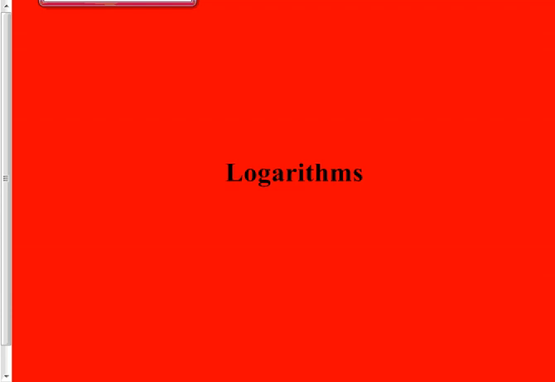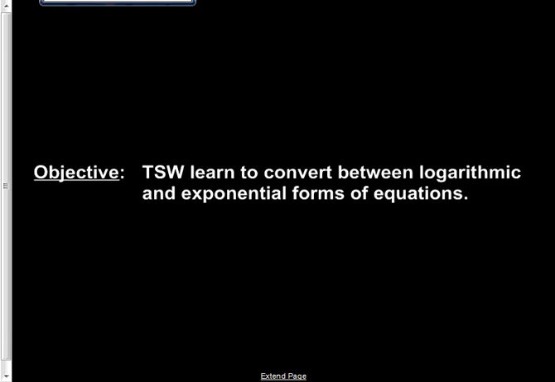This will be the last of the new functions that we discussed this year. And the last remaining one, as you can see on your screen there, is logarithms. Now, our objective for the day is to learn to convert between logarithmic and exponential forms of equations.